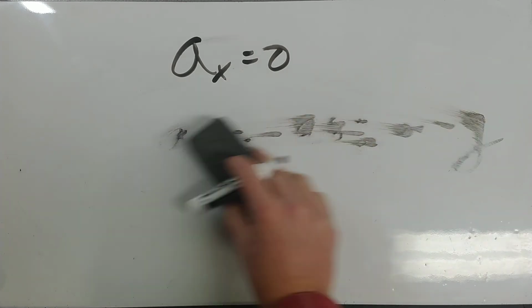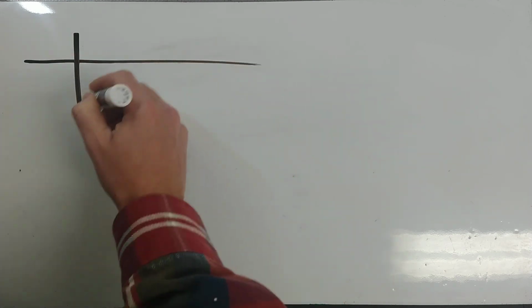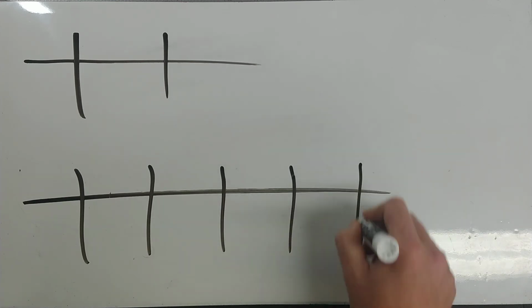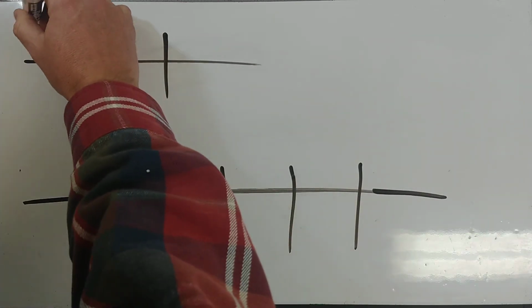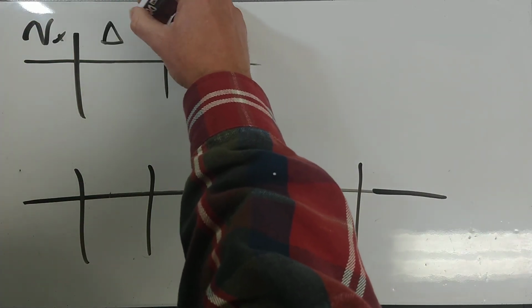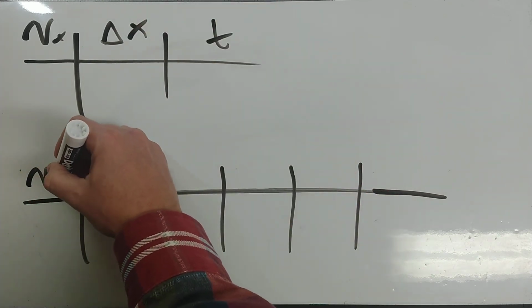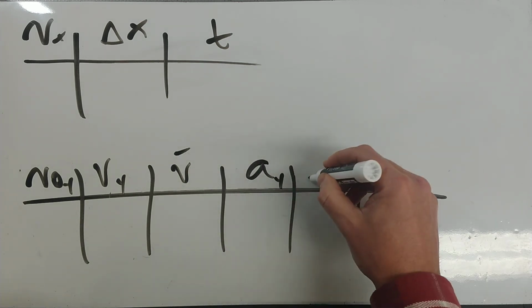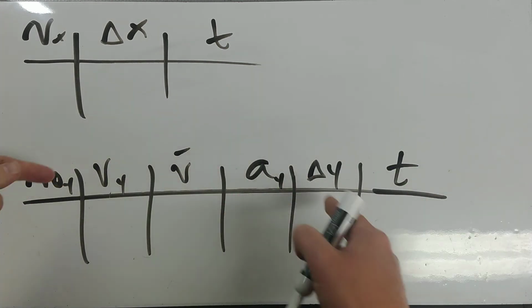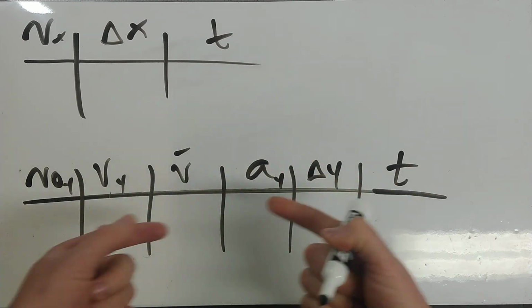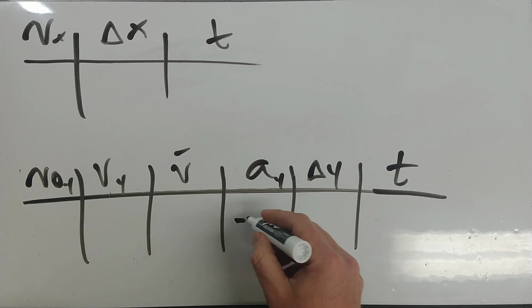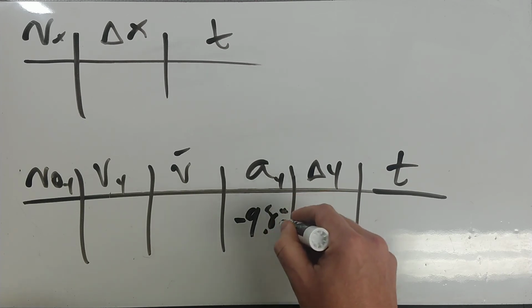Now, one thing I talked about in class briefly when you're solving these problems is I like to use an organizational table in each direction. And those that had me for Physics 11H, you know this already. Vx, delta x and t, v initial, v naught y, vy, v average y, acceleration y, delta y, and t. So I use y as the displacement vector for the y direction here.